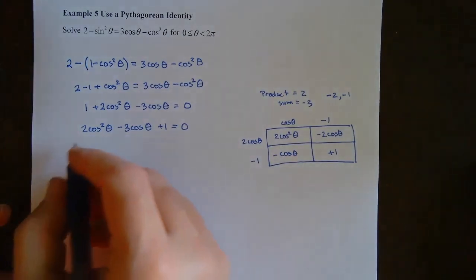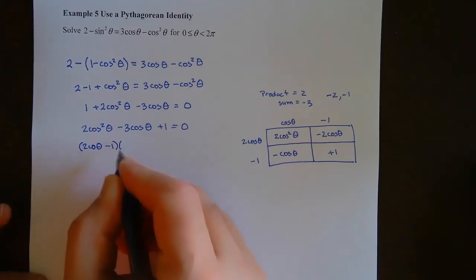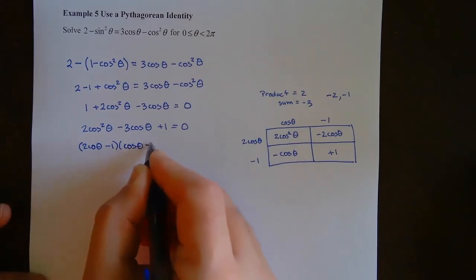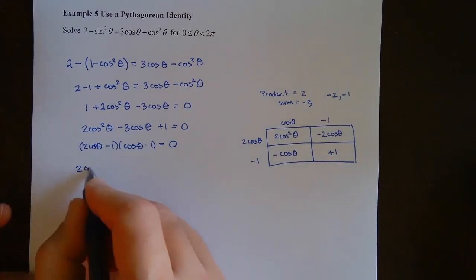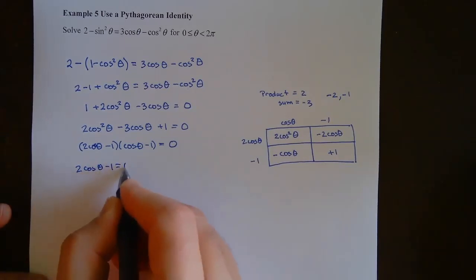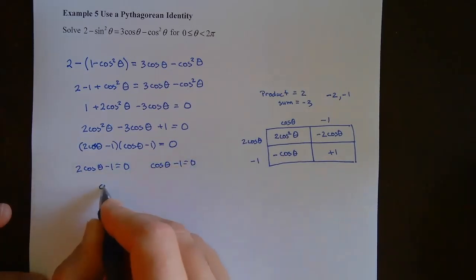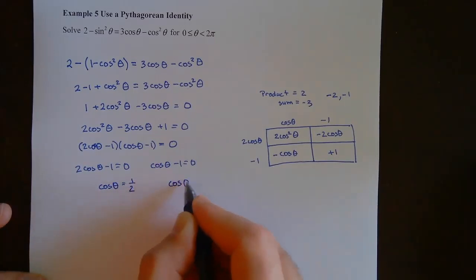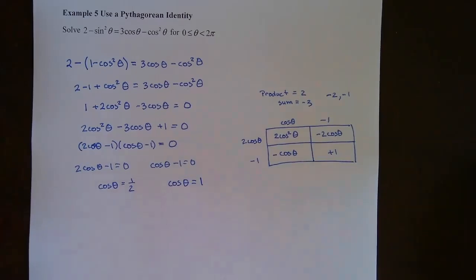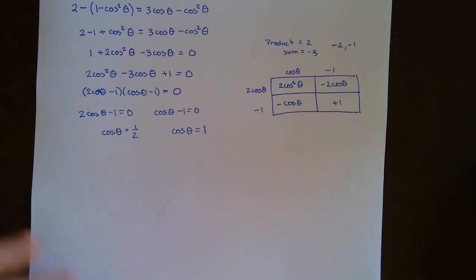Okay, so back over here, that means this factors into 2 cosine theta minus 1 and cosine theta minus 1, and it equals 0. And I forgot the cosine right there. Okay, so that means 2 cosine theta minus 1 is equal to 0, or cosine theta minus 1 is equal to 0. Here, cosine theta would equal 1/2, and over here, cosine theta would equal 1. Okay, so we have to do 2 diagrams, one for this one and one for this one, right? Okay, I'm going to slide this up a little bit.